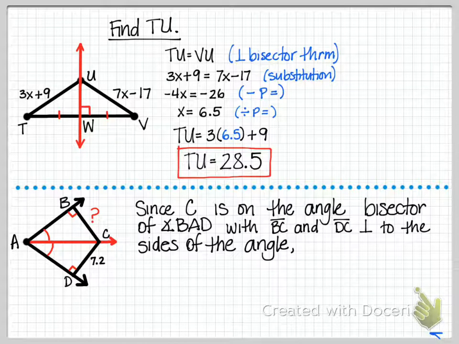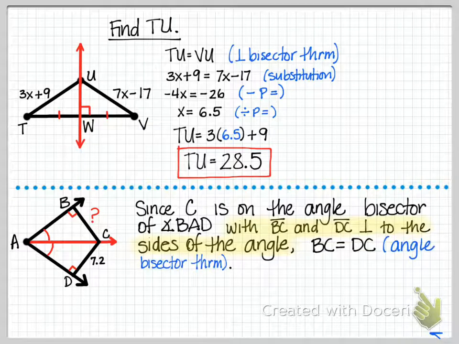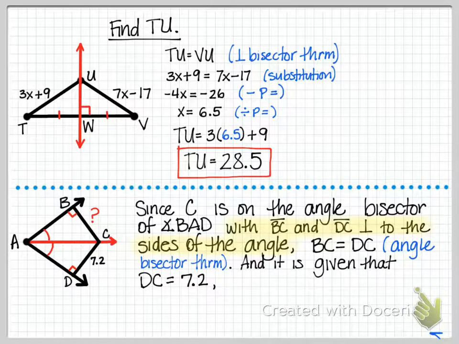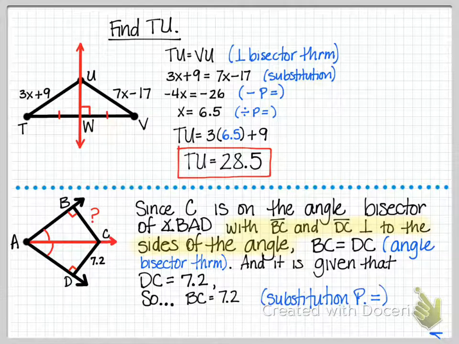Now, since C is on the angle bisector of the angle BAD, with the segment BC and the segment DC perpendicular to the sides of the angle. Remember, this is very important. It's this perpendicular distance. It's not just any distance. We can say that the segment BC and the segment DC have the same measure because of the angle bisector theorem. And it's given that the length of one of them is 7.2, so the length of the other is also 7.2.